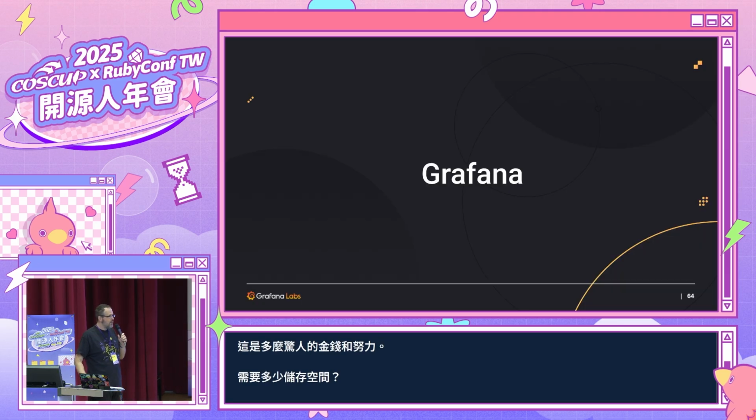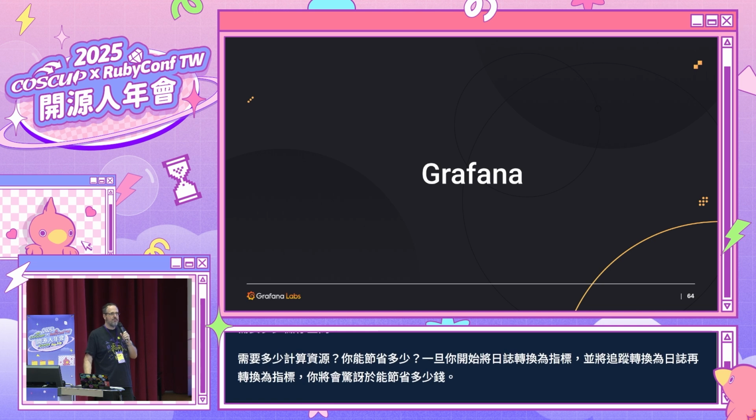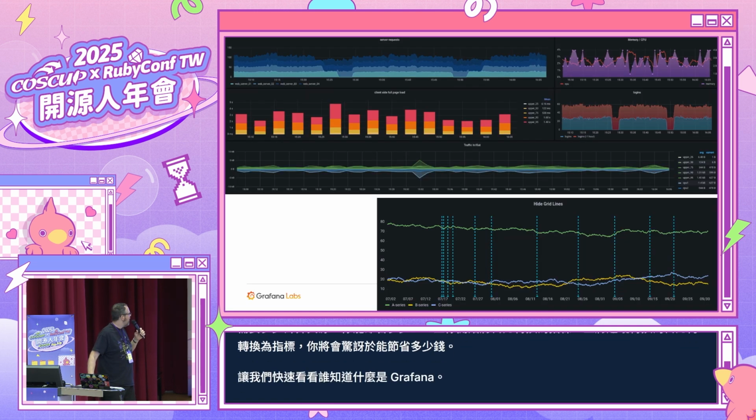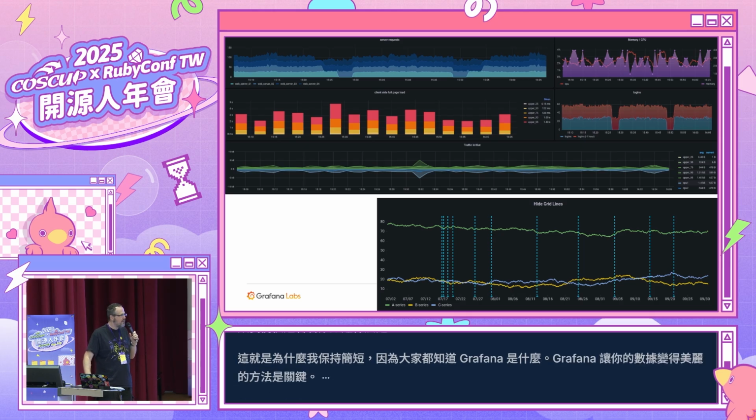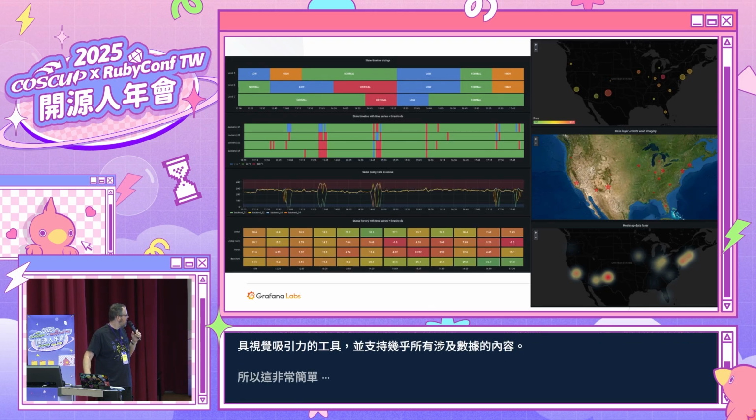So, a super quick look at Grafana. Oh, by the way, who here knows what Grafana is? Okay, good. This is why I keep this super short, because everyone knows what Grafana is. Grafana is a way to make your data beautiful. That's the super short version, and it supports pretty much everything which has data. So it's very easy to get data into Grafana and to visualize it and to write alerts and get dashboards and everything. We can visualize in many different ways.